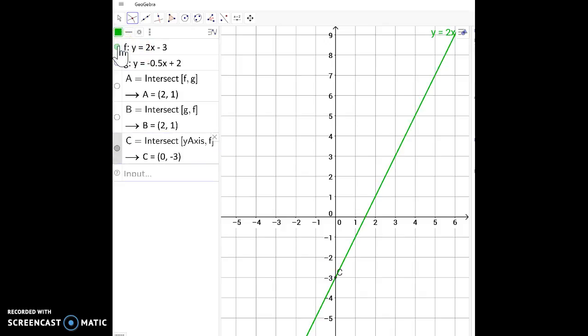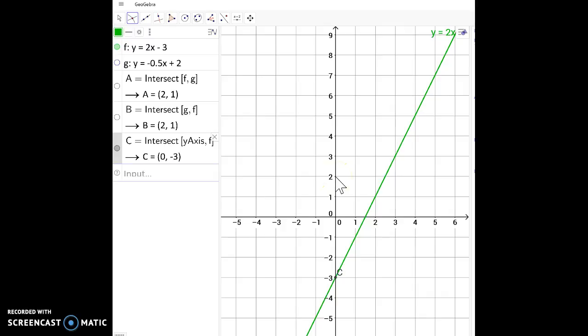Now, let's have a look at the next one. Y equals minus a half x plus 2. All right, my y-intercept, which is b, is 2. So we know that we should be somewhere there. See that 2? We should be cutting there.